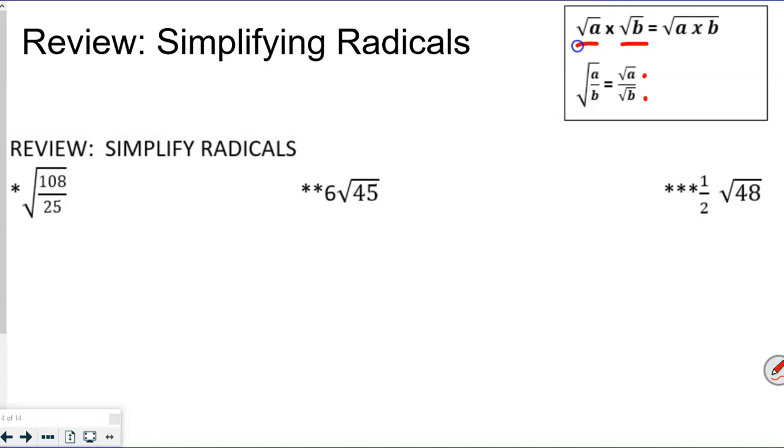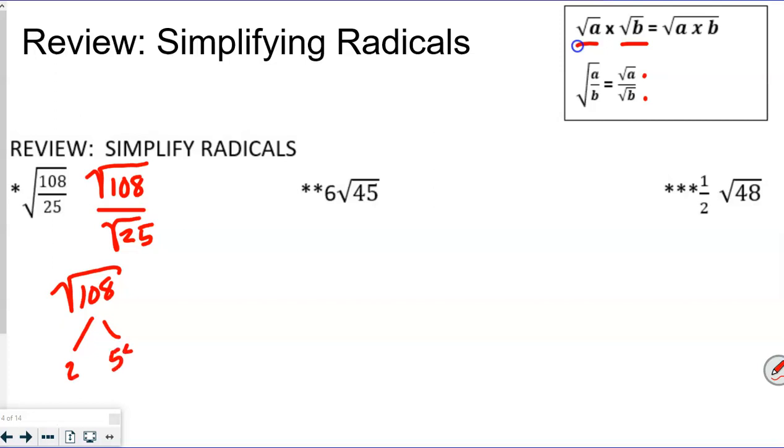Did everybody see that? All right, so what we're going to do with this first problem over here is actually separate it. So we're going to take the square root of 108 over the square root of 25. Now, most of you can see immediately that the square root of 25 is 5, right? But we're going to have to do a little bit of work on that 108. So let's do what we did before, which was take that 108, and we know again, it's a what? It's an even number, so we're going to divide it by 2. So that's going to give us 54. And we're going to divide that 54, again, another even number. Let me take this over here. And that's going to give us 27, right?